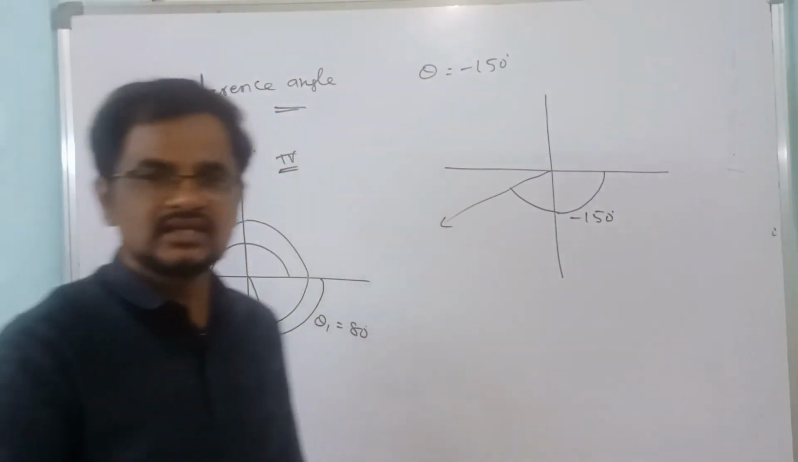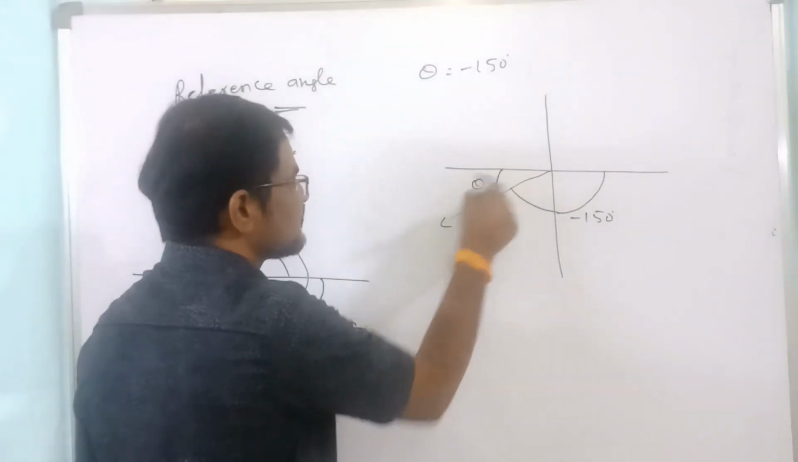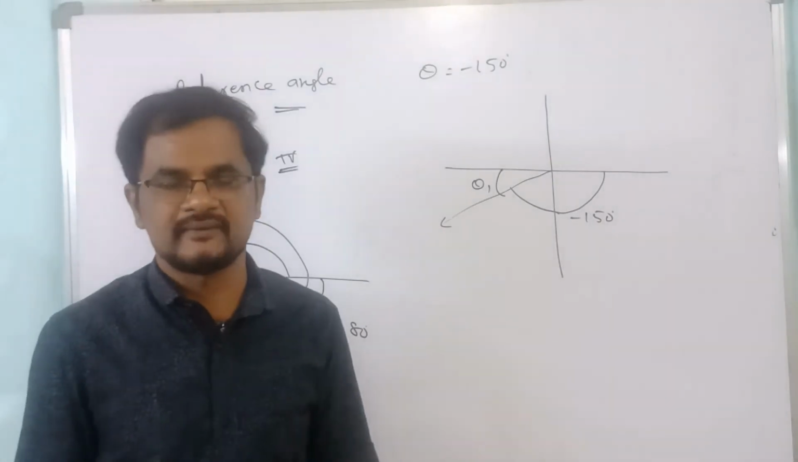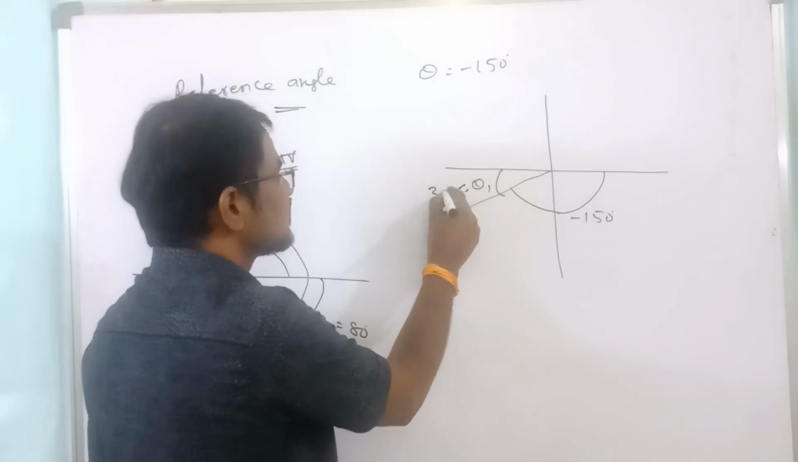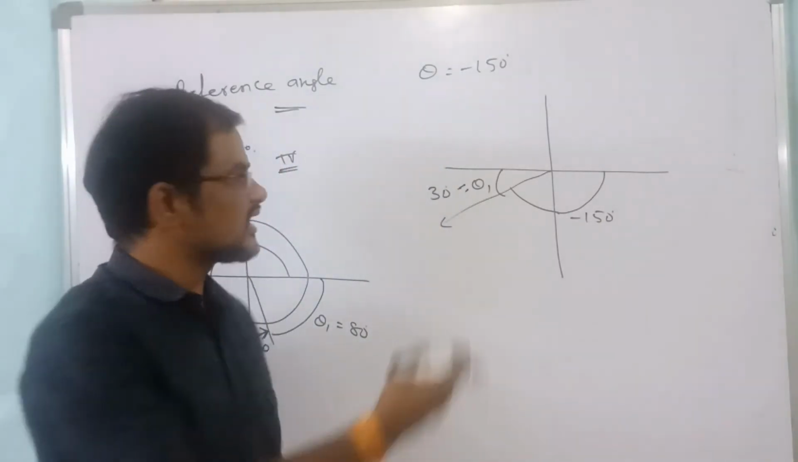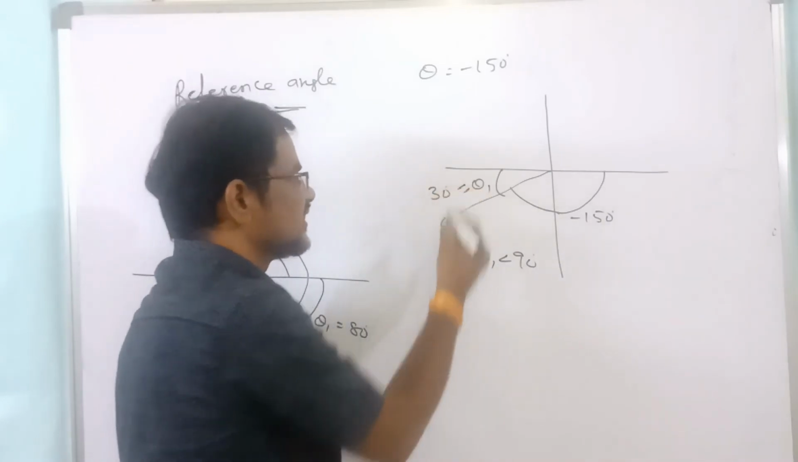So theta lies in the third quadrant. In the third quadrant, here we have to take the reference angle theta 1, right? What about that reference angle? Theta 1 equal to what? 30 degrees, right? Because theta 1 lies in 0 less than theta 1 less than 90. So like this you can identify.